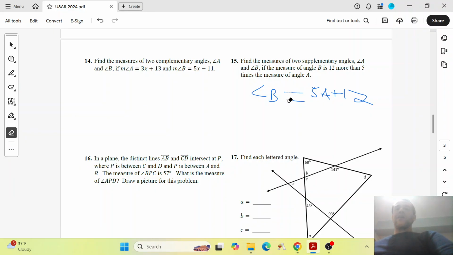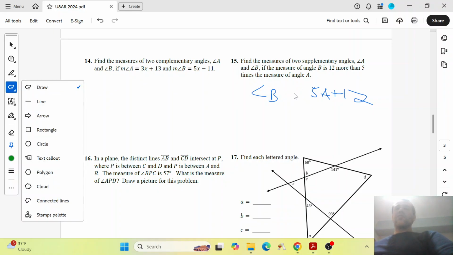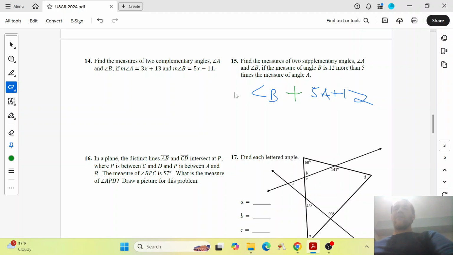So it's not equals, Mr. Newbold, it's plus. They should be added together, and then they should equal a total of 180 degrees, because supplementary means that they add up to 180. Angle A and angle B add up to 180 degrees. That means supplementary. Cool.